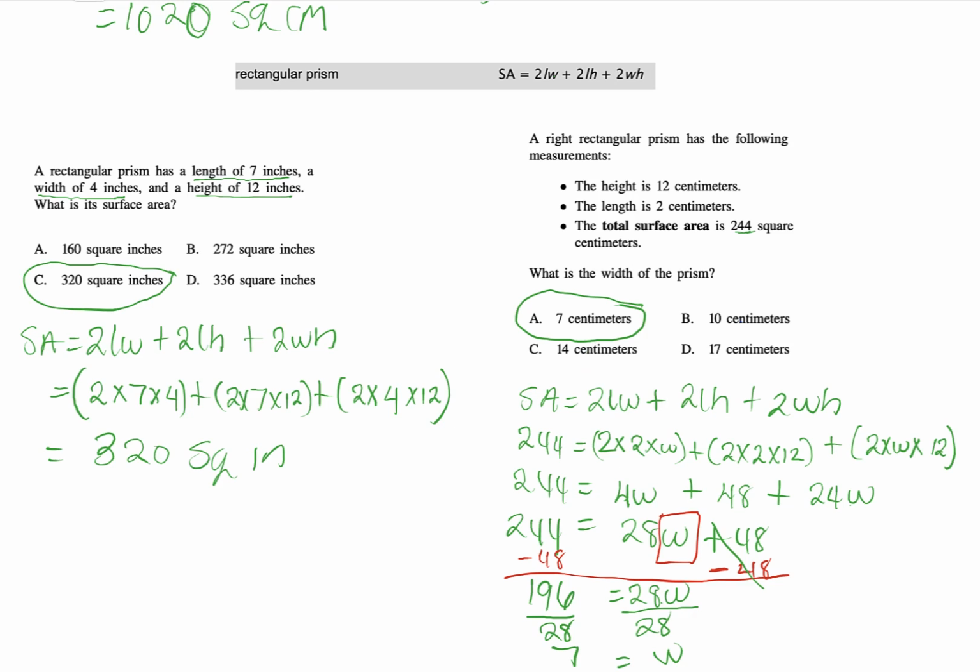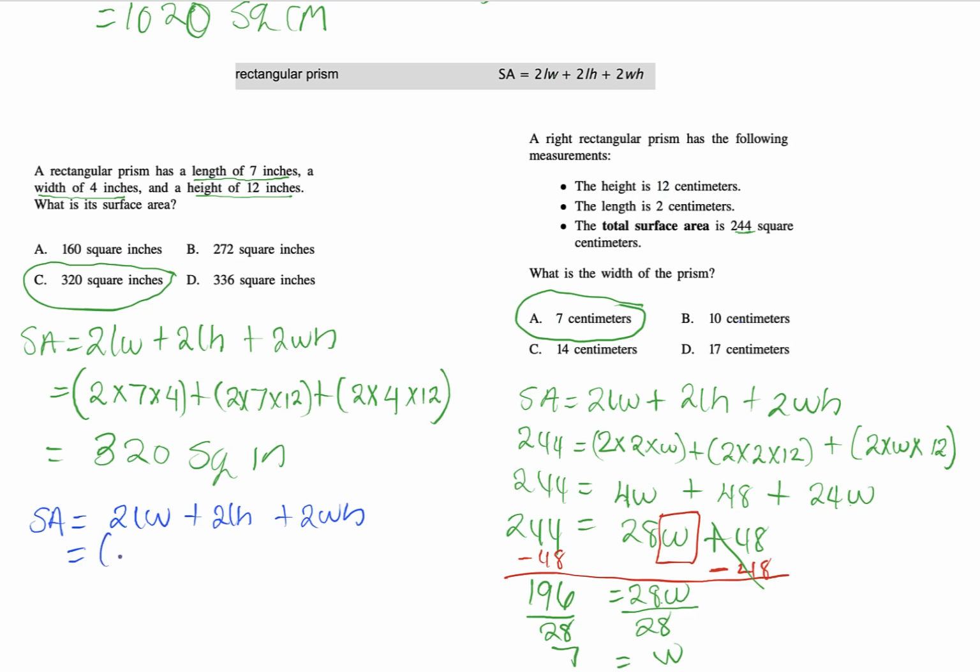Now, another way to solve this will be the plug and chug way. By plug and chug, you have your formula, which is SA equals 2LW plus 2LH plus 2WH, and you're going to go to the answers. In this plug and chug, you're going to have to be able to work quickly because your answer might be D. Here it's a little bit easier because we know that our answer is A. So you're going to plug and chug, and you want that when you use 7 as the width with the 12 and the 2, you get 244.